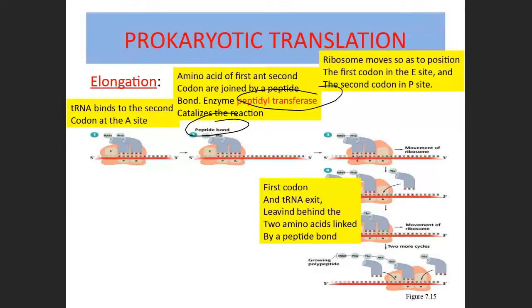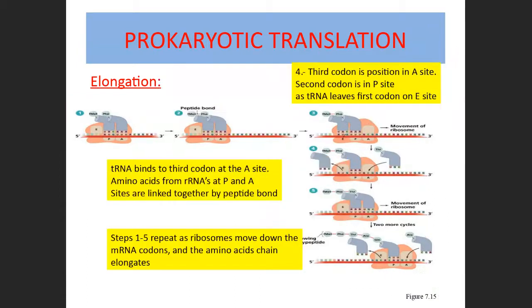The ribosome moves, and notice that what moves is the ribosome, not the messenger RNA. The tRNA for the first codon will leave. The next tRNA comes into place, and now we have the first two amino acids together. The ribosome moves to the next codon. Another peptide bond is created, and the whole process continues in that manner.